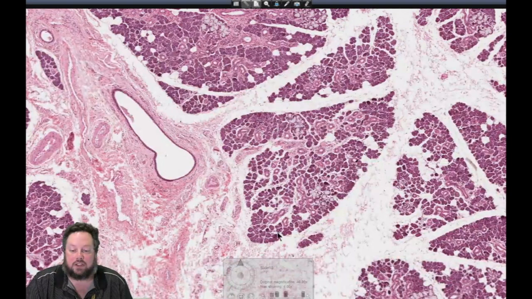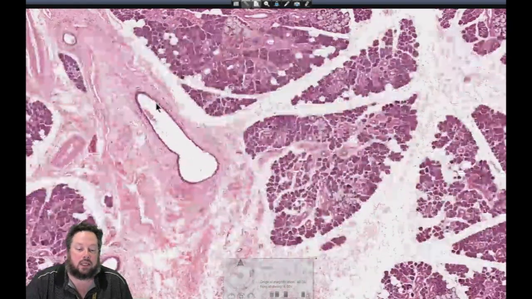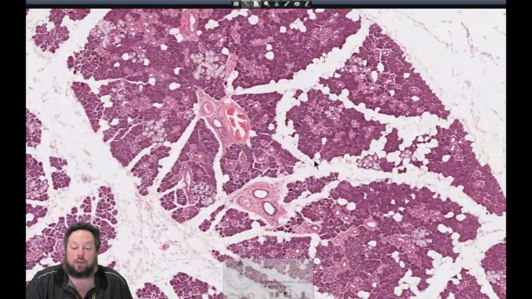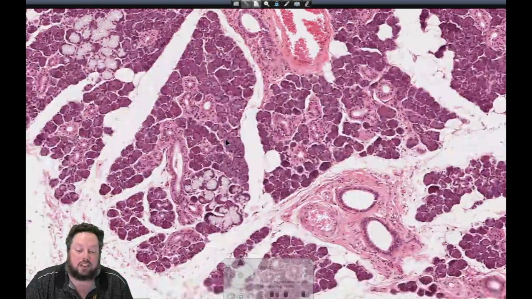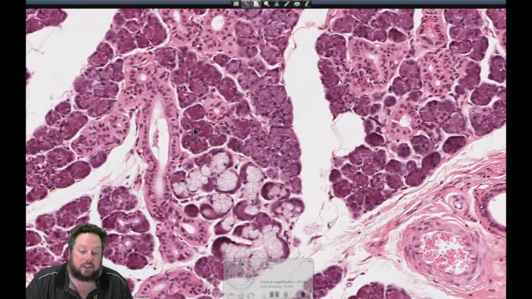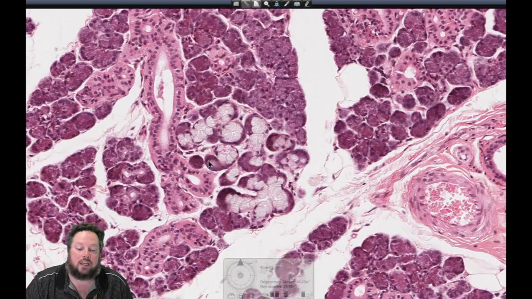So if we zoom in here, you can see our lobules again. We've got our connective tissue stroma here. I'm not going to make any comment about the shape of this large duct here, but if we move out here, we can see that it's predominantly made up of these serous acini. You can see these round, very basophilic structures. So these are the serous acini. And then here we've got a few mucus acini with some serous cells associated with them.